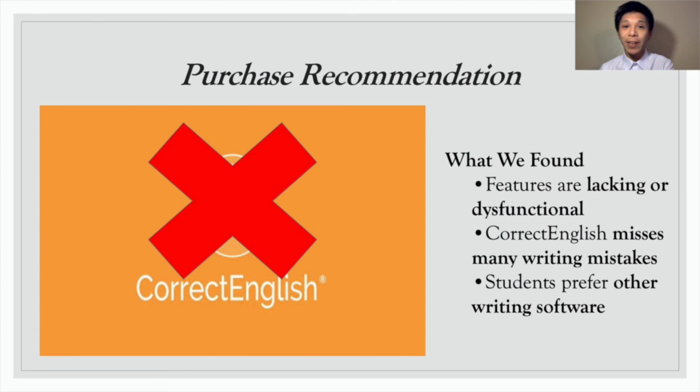In conclusion, what we have found from the test cases, the survey, and the features comparison is that Correct English should not be purchased by the institution. To reiterate, the tests and analyses performed found that the features were lacking or dysfunctional in Correct English, such as lacking automatic editing and falsely advertising its plagiarism checker tool. The test cases also showed that Correct English was not as effective at finding writing mistakes as other software, and Correct English even detected more false positives than other software. Finally, as Sachi was saying, the survey found that students were more familiar with other writing software and that Correct English simply wouldn't be the best choice of purchase.